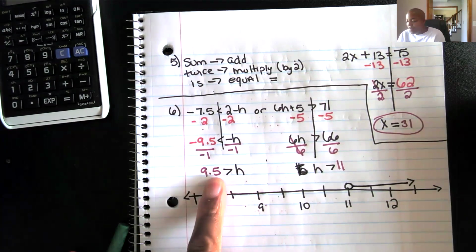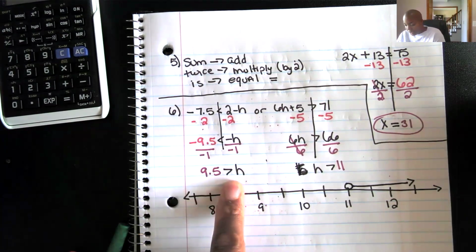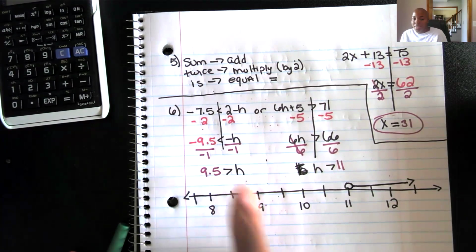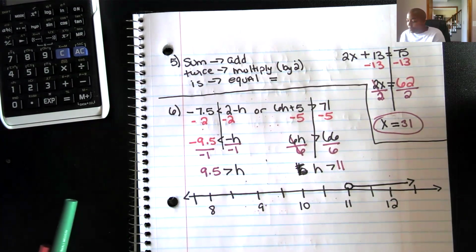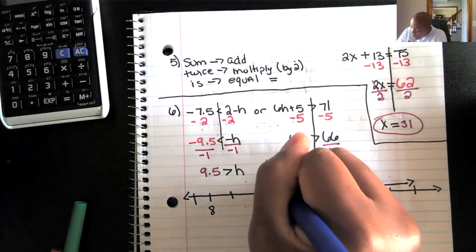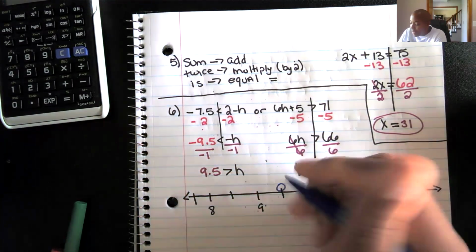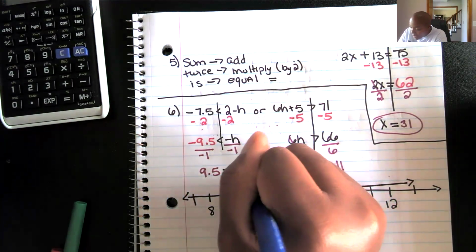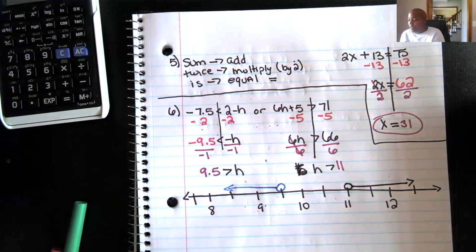This one says 9.5 is greater than h, or h is less than 9.5. So we go to 9.5, which is between 9 and 10. Open circle again, and then this is also less than. So we're going to go to the left. All right, boom. That is number 6.